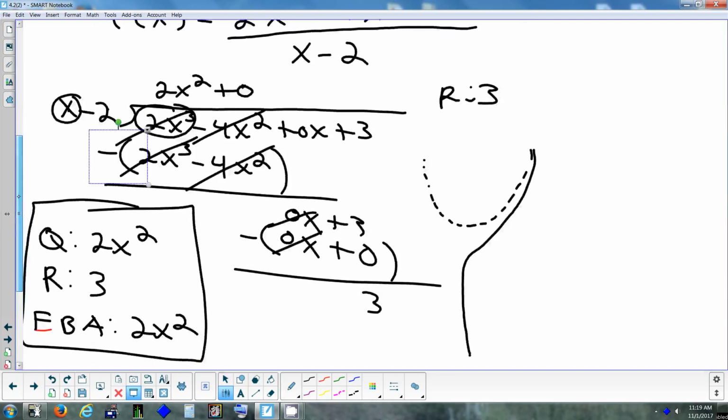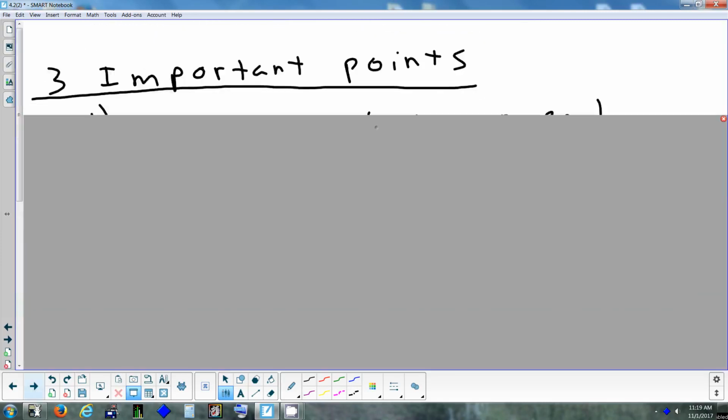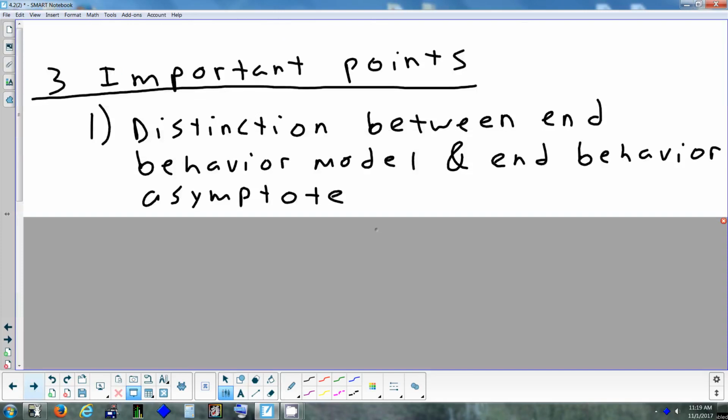All right, so let's do this. Okay, so we're throwing around a lot of different terms between yesterday and today. And there's a difference between the end behavior model and the end behavior asymptote. The end behavior model, that's what we did yesterday. That's easy to find. Just take the highest degree term in the top, divide by the highest degree term in the bottom. The EBA, that's a little longer to find. The EBA is when you have to do the long division, or synthetic division. So there's a difference between the two.